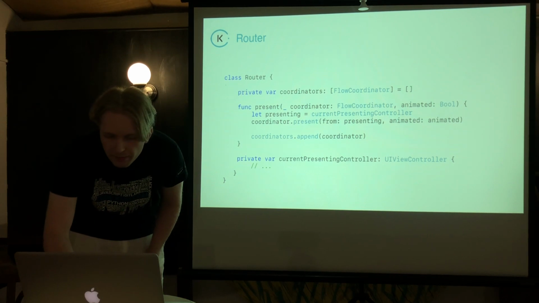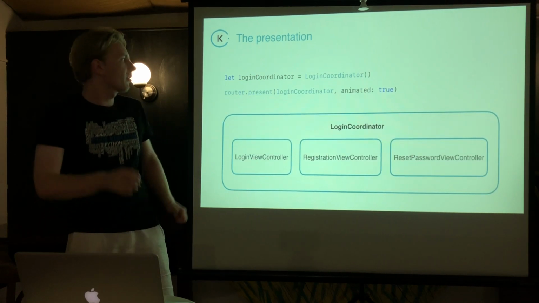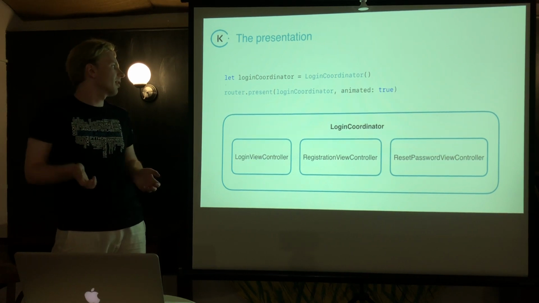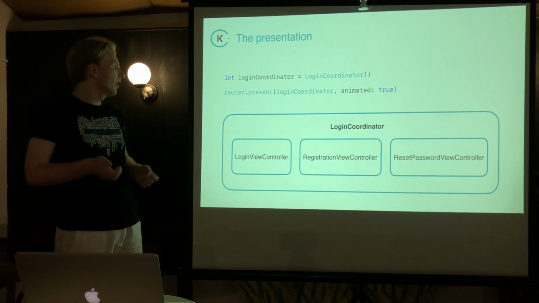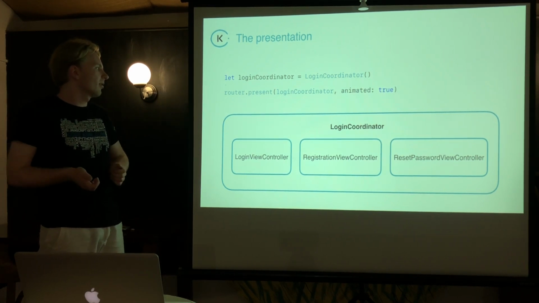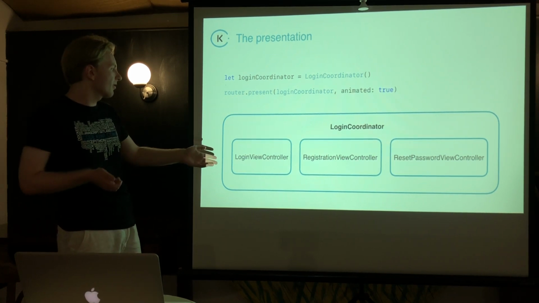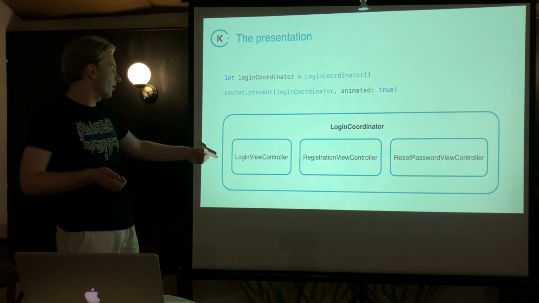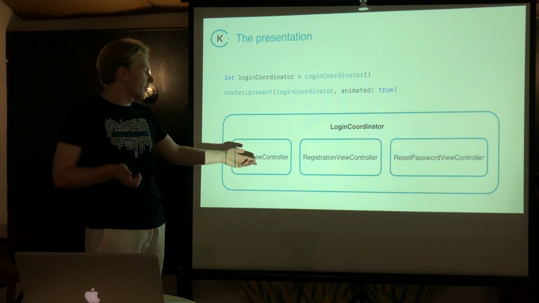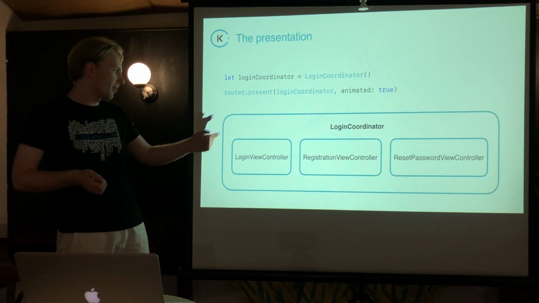And with these two components, we can shorten the presentation to something like this. Of the login, at least. I can just instantiate a login coordinator, and I can have the router present it because it knows from somewhere which controller to use. And the login coordinator, as I said before, can encapsulate more things. For example, here it could be the login itself, but if the user doesn't have an account, it could also have the registration as part of it. And if the user can't log in because they forgot their password, we can have the password reset there as well.